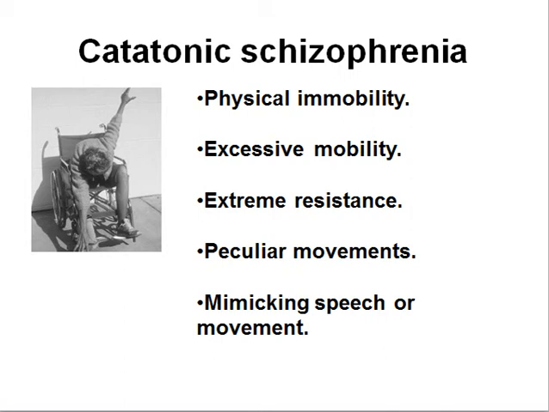You may also have a form of immobility known as waxy flexibility. For example, if your arm is moved in a certain position, it may stay that way for hours. Rather than being unable to move, with excessive mobility, you may move in an excited manner that appears to have no purpose. You may pace in a frenzy, turn in circles, flail your arms, or make loud noises.